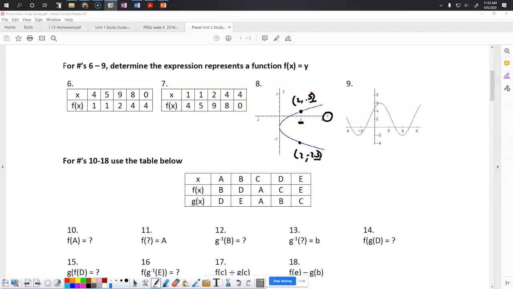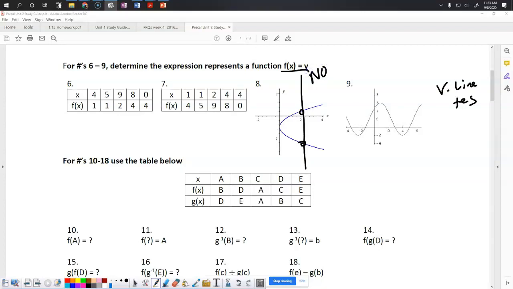Now that's complicated. There's a much easier way of doing it. The way you can tell with a graph is by doing something called the vertical line test. If you could draw a vertical line and it hits the graph twice, that means for that one input there are 2 different outputs, and that would be a no. That's not a function.